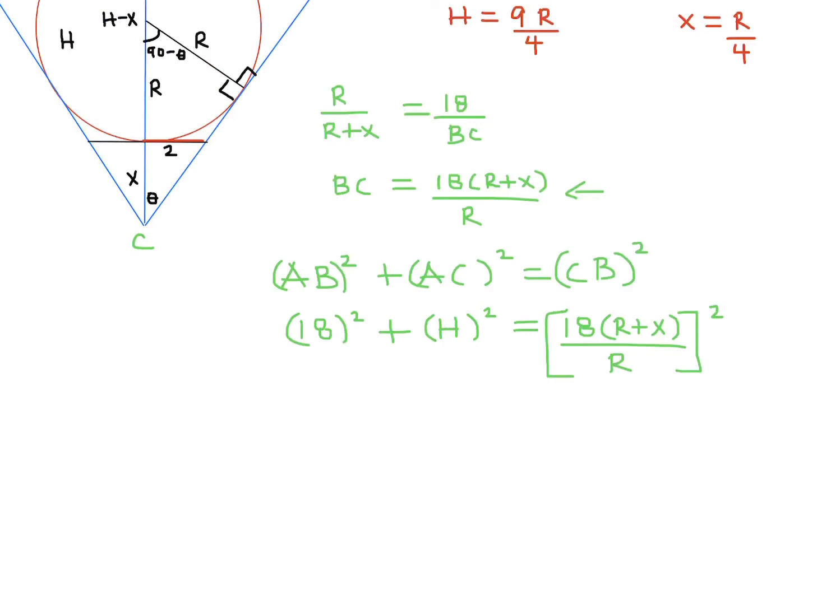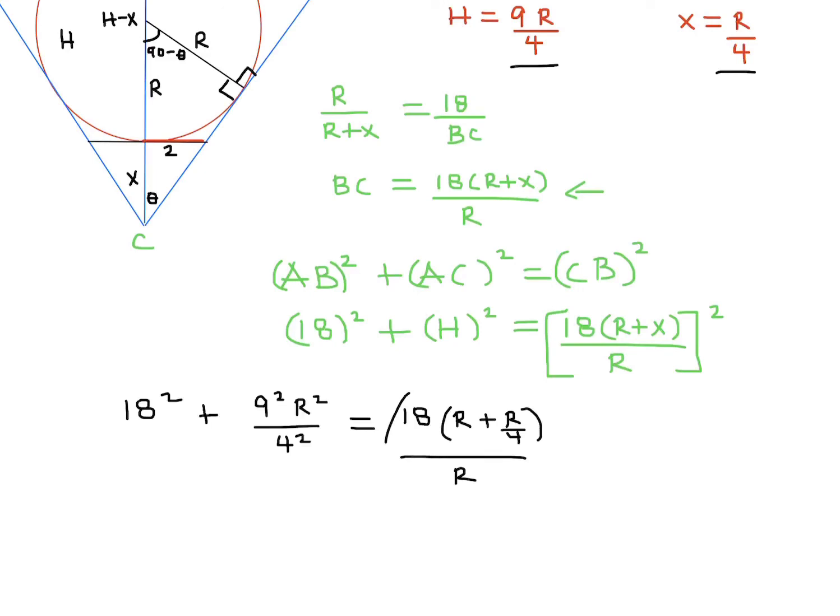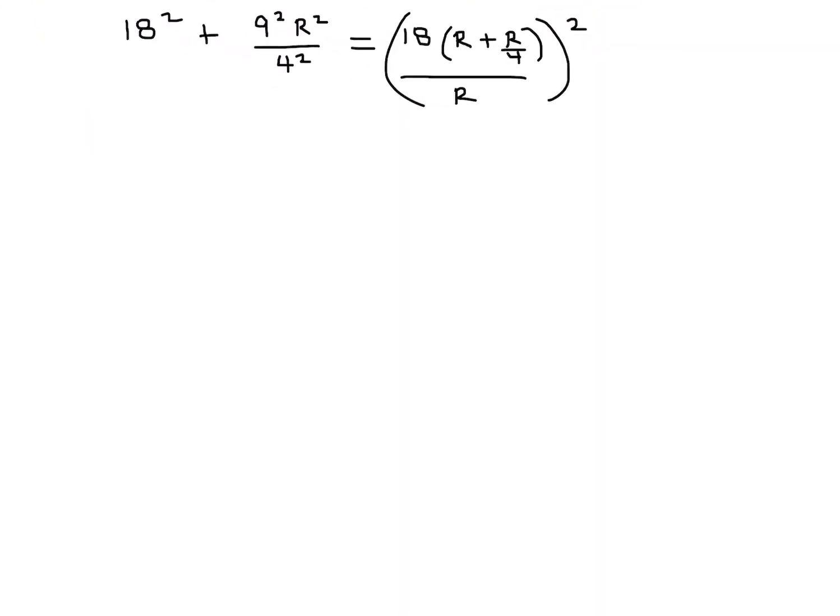All right, so let's do the math now. So 18 squared, I'll just leave that alone for now. H squared, I'll put it in terms of r from here. That's 9 squared r squared over 4 squared. And this one in here is going to take a little bit of simplification. 18 r plus x, x is r over 4, all over r, all squared, like that.